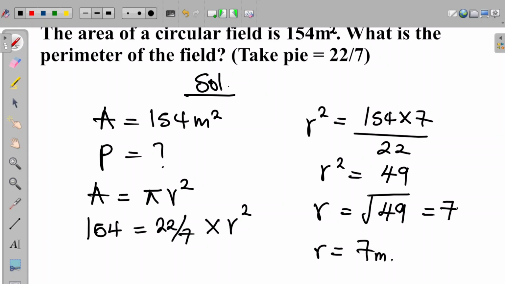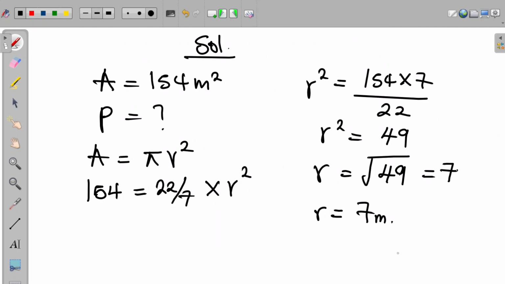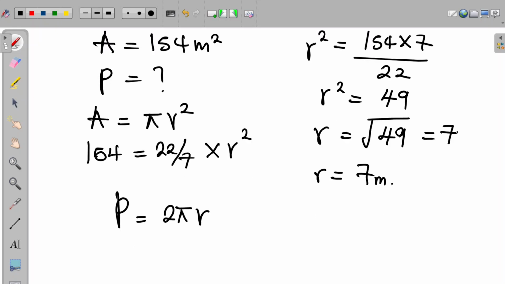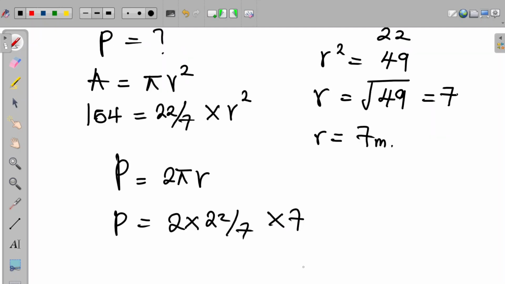But the question was for us to obtain the perimeter of the circle. So recall that perimeter P is equal to 2 pi r. Now we've obtained the value of r. So the perimeter becomes 2 times 22 divided by 7 times 7. So at this point, 7 can cancel out 7, and 2 times 22 is giving us 44. So therefore, the perimeter of the circle is 44 meters.